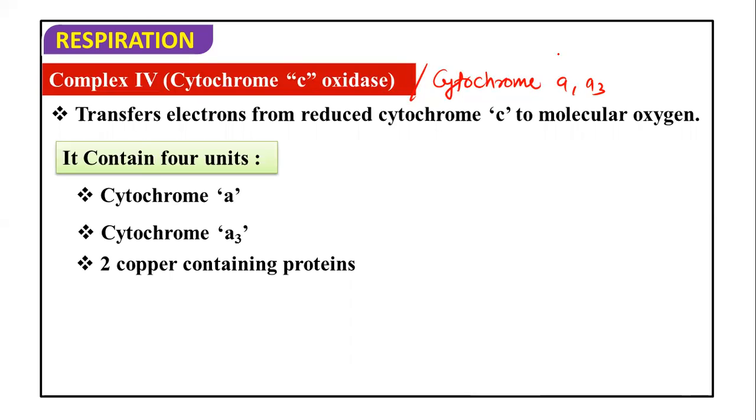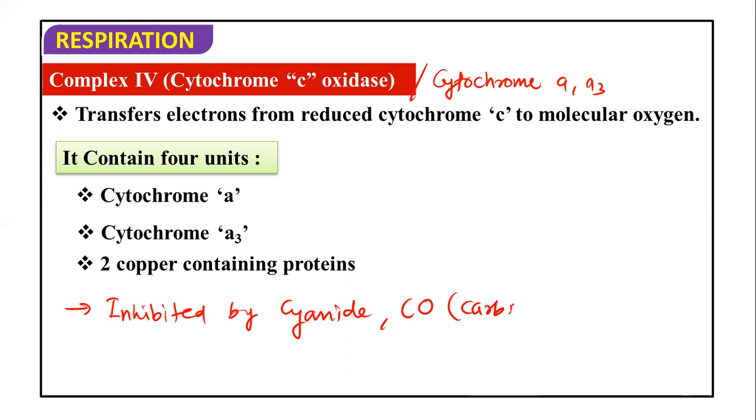Now it is known that complex 4 is inhibited by cyanide and carbon monoxide. So if you want to check or inhibit the electron flow from complex 4, we can inhibit it by using these inhibitors.